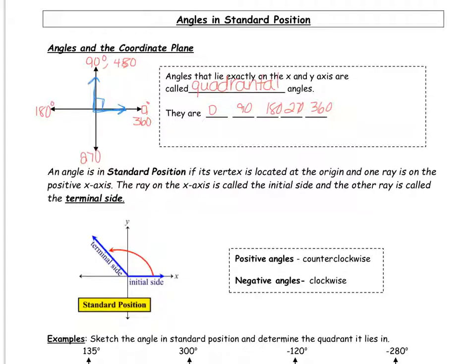Just to review our quadrants real quick, this is quadrant 1, this is quadrant 2, this is quadrant 3, and this is quadrant 4. So this angle here lies in quadrant 2. An example of an angle, if this is between 90 and 180, could be approximately 100 degrees. Now, positive angles go counterclockwise, like this one. But I could also go negative.